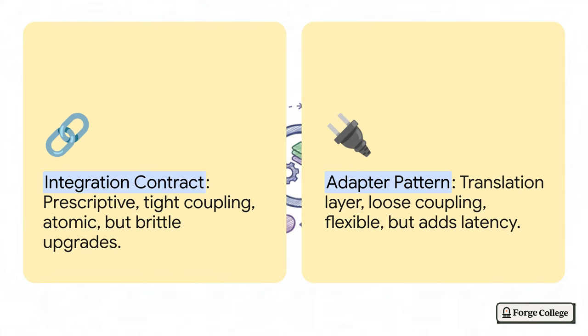Now, on the flip side, we have the adapter pattern. This acts as a translation layer. It gives you loose coupling and just incredible flexibility, mainly because only the adapter itself needs to be updated if the external API suddenly changes. The catch? It adds latency.